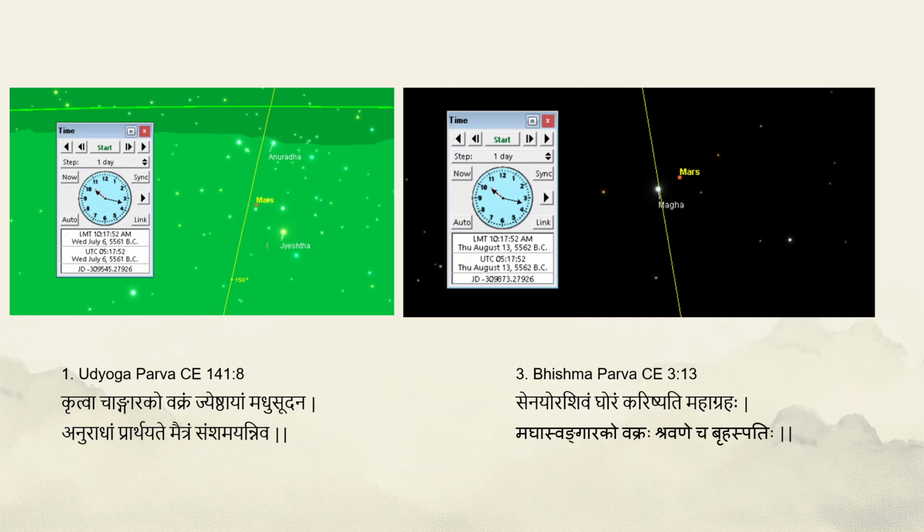Magha Swangarako Vakra Shravanicha Brospati. Okay, so Mars went Vakra near Magha, and Brospati, Jupiter, went Vakra near Shravan. That's how it must be translated twice. Once when we are describing the evidence of Jupiter, once when we are describing the evidence of Mars. In one sentence, there are descriptions of 2 planets doing something.